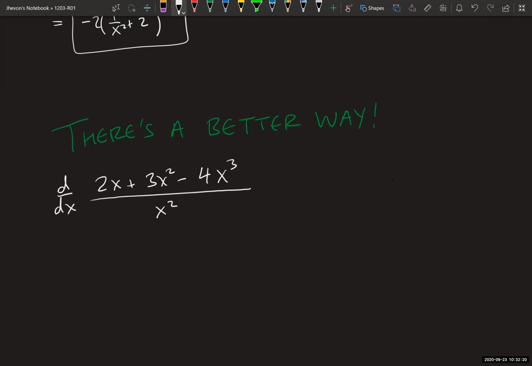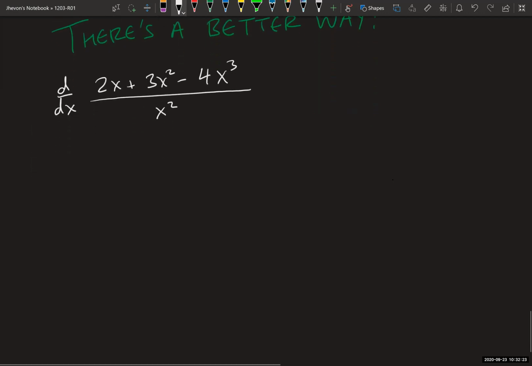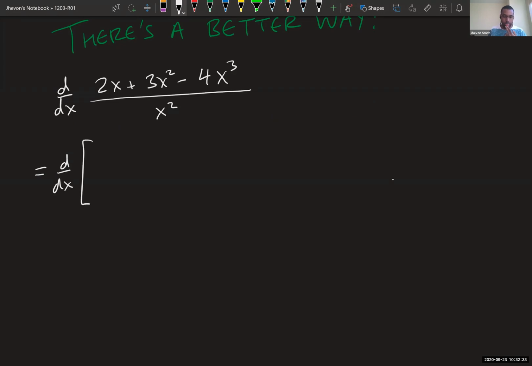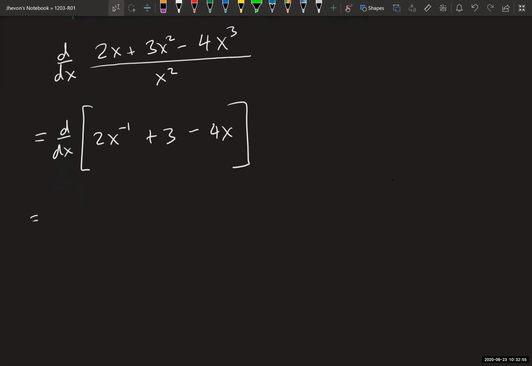Can you just... wait, actually, I don't know if that would work. You could separate it into a bunch of additions, maybe. Okay, and what would that look like? So here you're not differentiating it, you're just taking the x squared and dividing it into each part, right? So the first part would look like what? 2x to the minus 1. The second part would look like a 3. The third part would look like a 4x, yeah? Yeah. And now what? You could just use the normal power rule on each one of them.